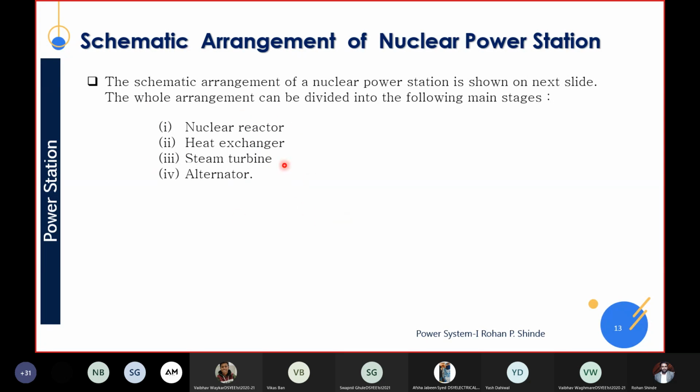So first is nuclear reactor, where the nuclear fission is there. Next, heat exchanger, heat has to be exchanged. Next, if heat is exchanged, steam is produced. That steam has to be moved towards steam turbine. And last is alternator, where the electricity is produced.